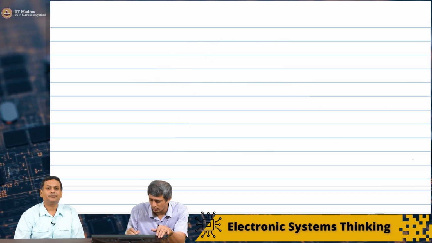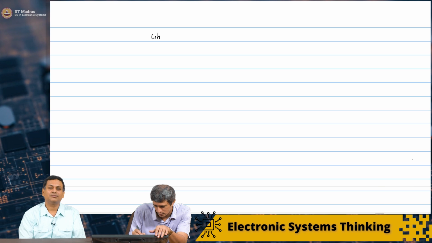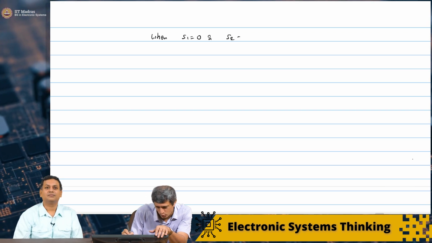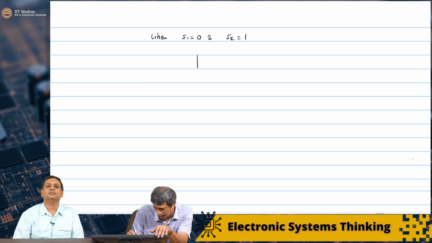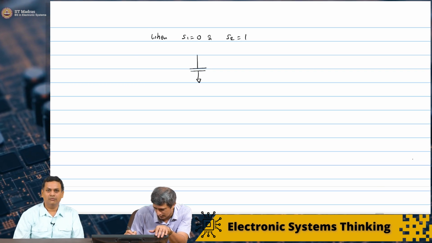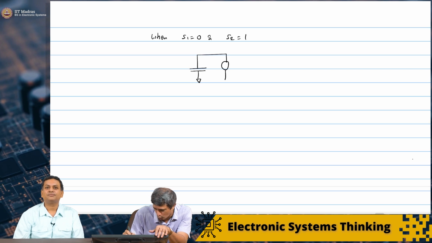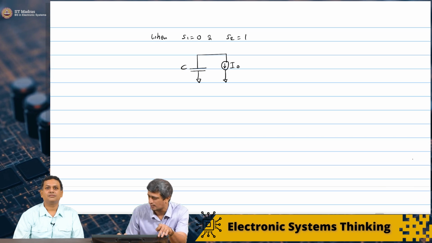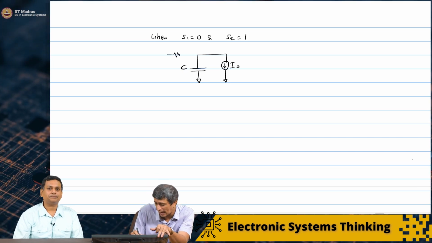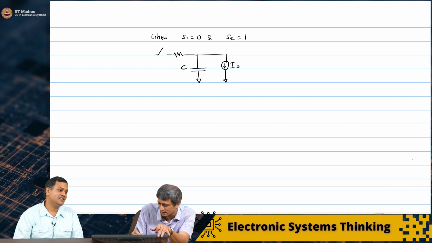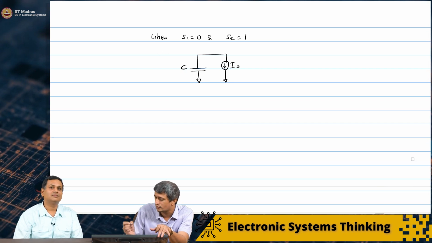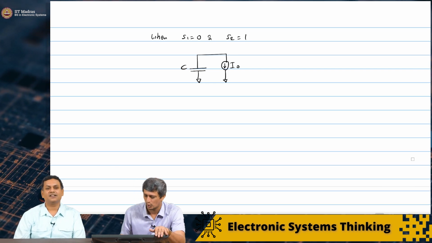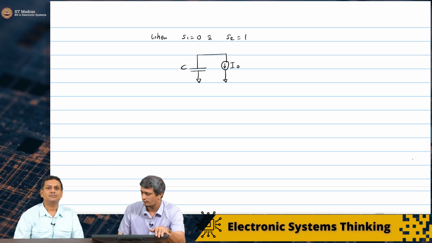Right. So, effectively, when S1 equals 0 and S2 equals 1, the effective circuit is going to look like this, I0 and C. The resistor is basically hanging like this because S1 is open, and therefore it doesn't even come into the picture. It is not part of the active circuit that is working. And this is something we have already seen.